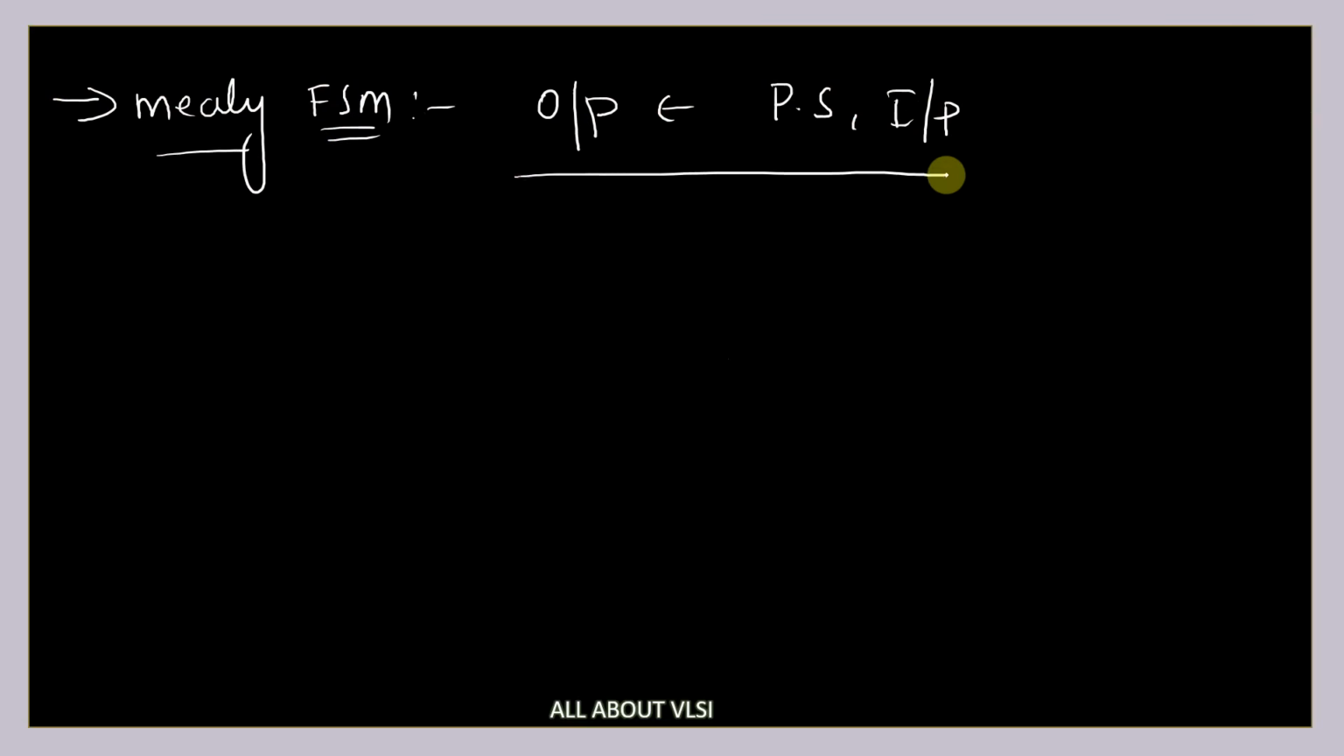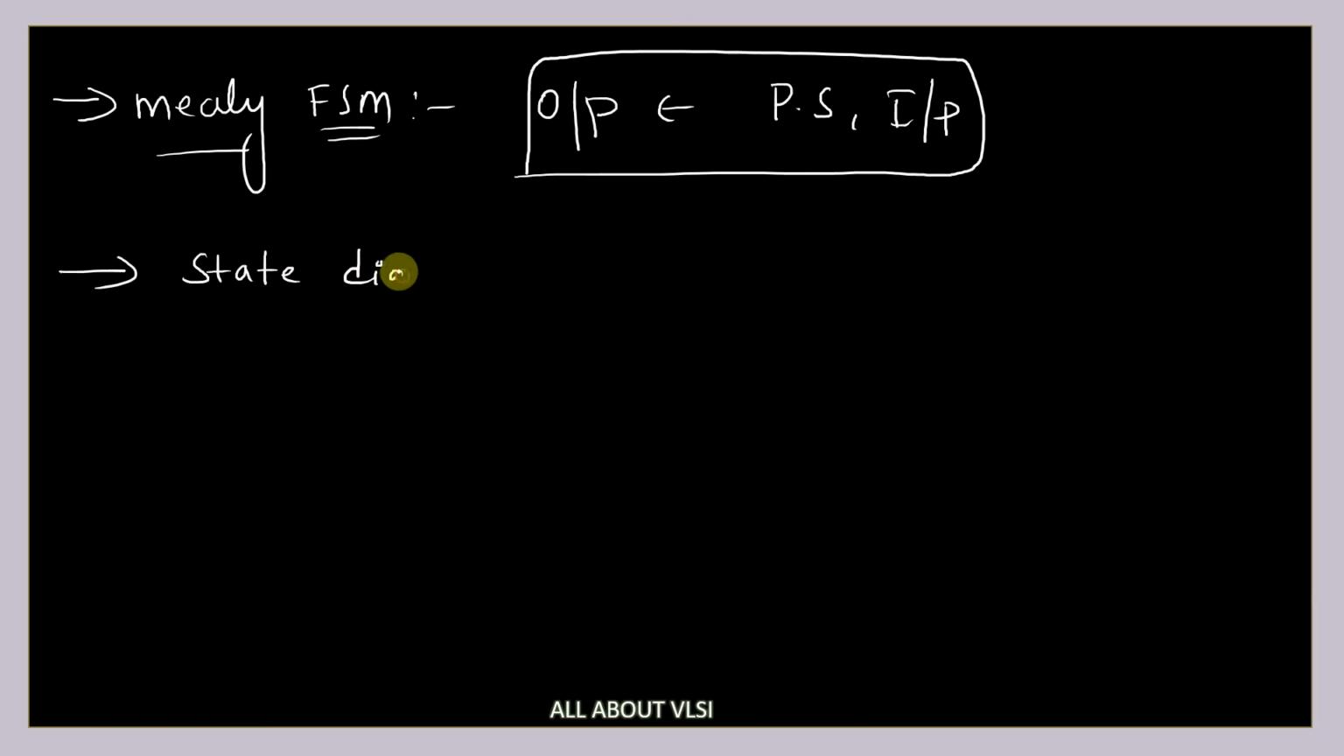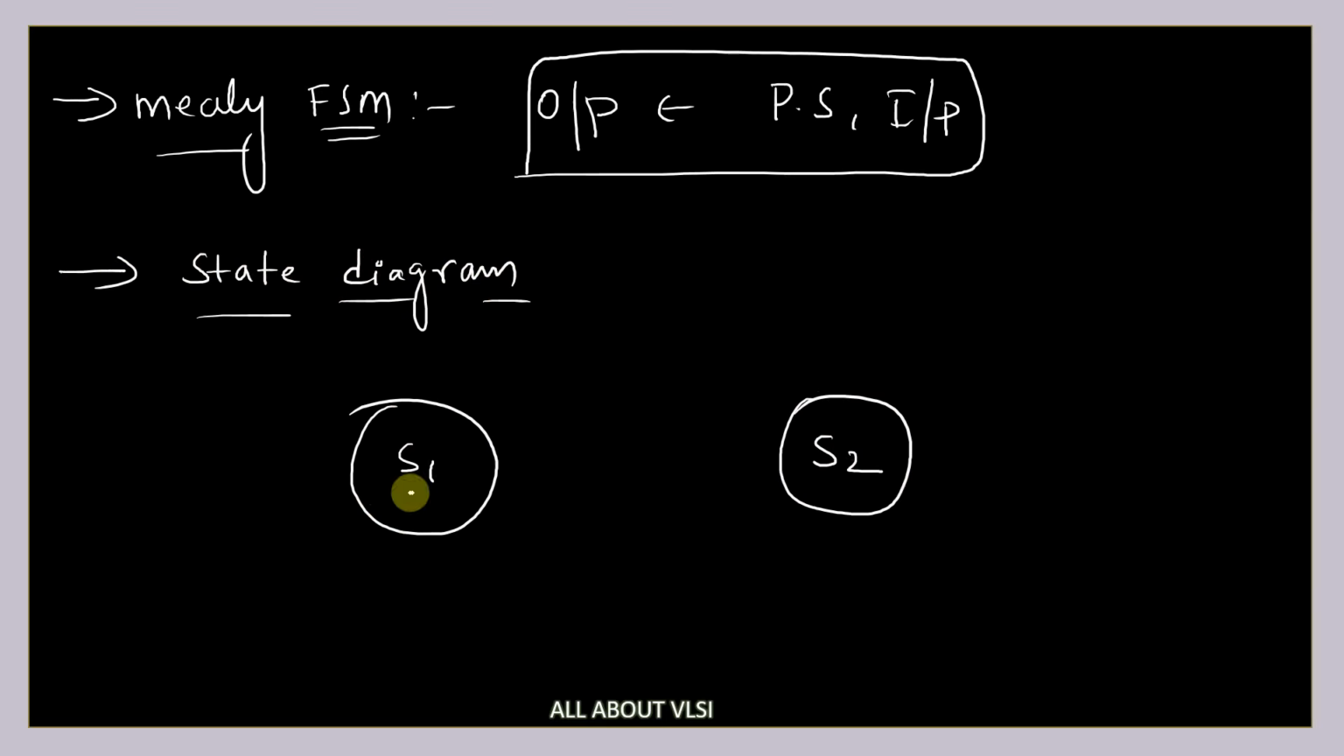In the case of your Mealy FSM, as we have discussed previously, your output is dependent upon your present state as well as input. This is what we have discussed, right? So your output is basically dependent upon your present state as well as input. Now, if I want to draw the FSM state diagram, how is it going to look? So I'm going to have some states. Let's say this is S1 and this is S2. So S1 is a representation of your present state.